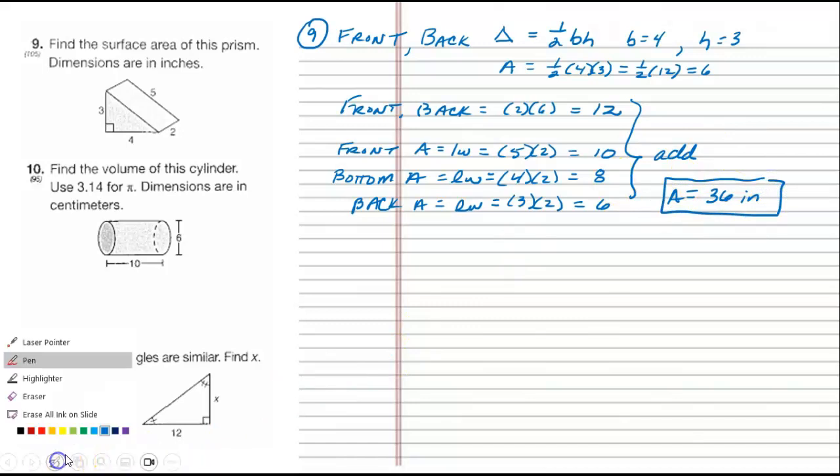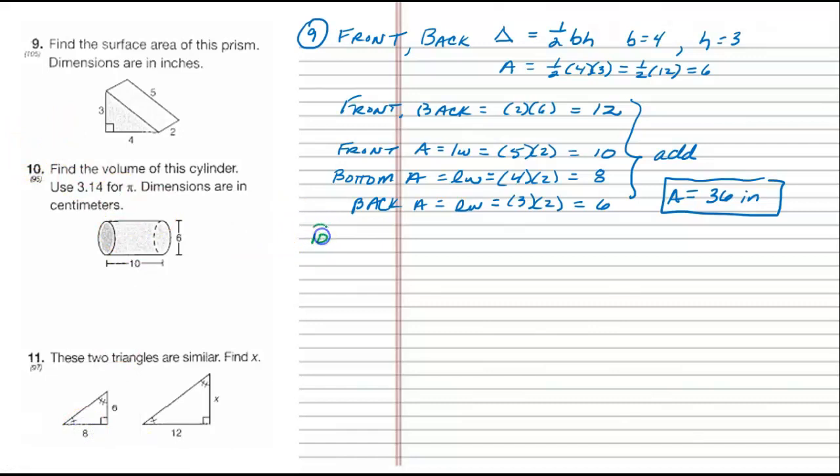Let's do a different color. Okay, number 10. So 10 is asking for volume using 3.14. So we know that the formula for volume, and you better write this down, is the area of the base times the height. Since we have a circle for the area of our base, we know that that's pi r squared. This is equal to the diameter. So we know radius is half of the diameter, so 6 divided by 2 is 3.